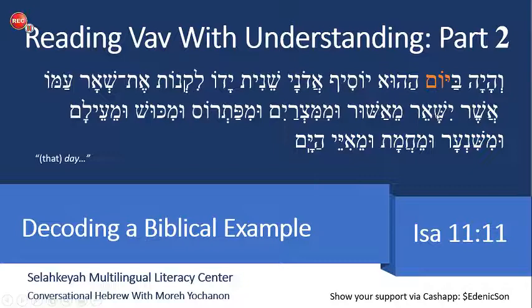So let's go back to the beginning of this, and we'll push forward. Ve haya, it shall come to pass. Be is in. Be yom. In yom is that day, or in the day. Be yom. Ha is that. Hu. Ha hu. That he.